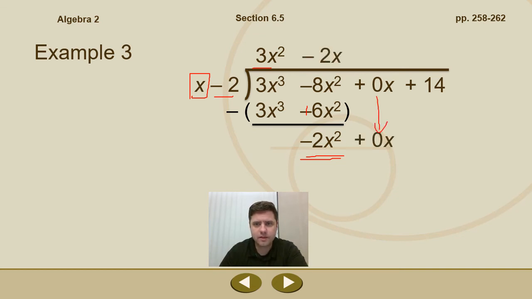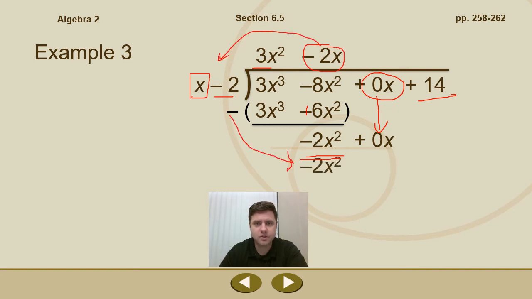We do bring down this. Note that we have to insert a plus 0x if it's not included, so we have to add that there just to have a placeholder, so we know that we have to think about that. So here we need a negative 2x. So now we're going to multiply this guy by both of these and write those answers down here.